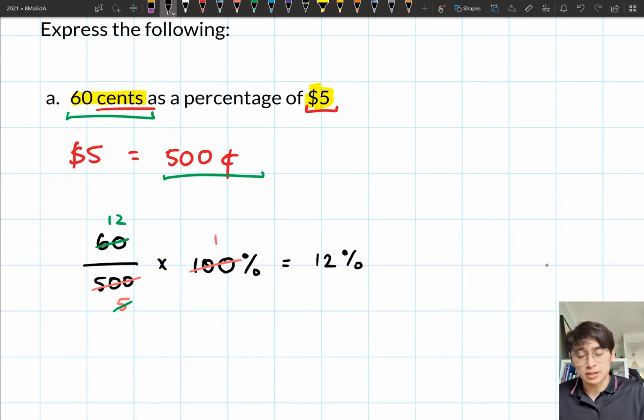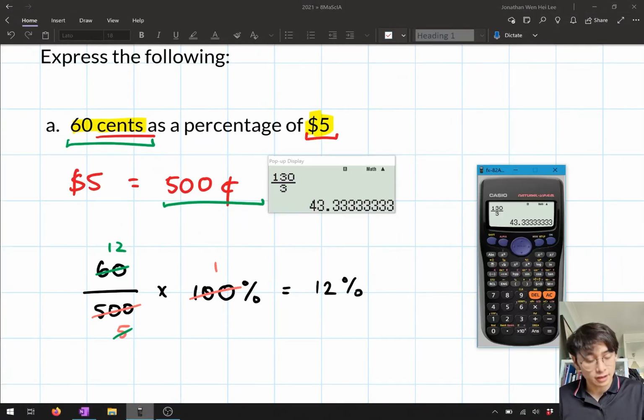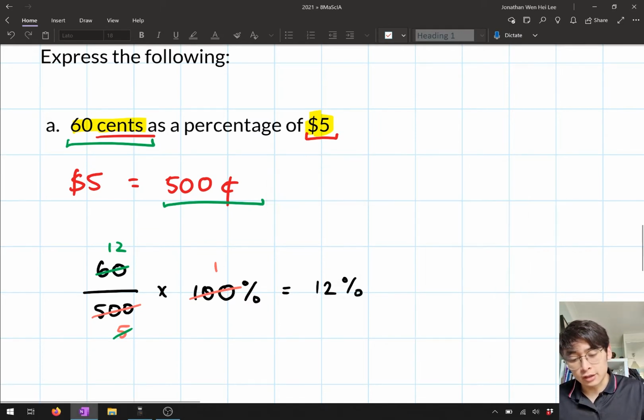Now, if you're not sure how to do the simplifying step, I should have said it before, but you can just chuck this all into a calculator and it makes it a lot easier for yourself. So if you're putting this in the calculator, 60 over 500 times by 100 gives you 12. So we just put 12% there. Okay, let's go through the next one.